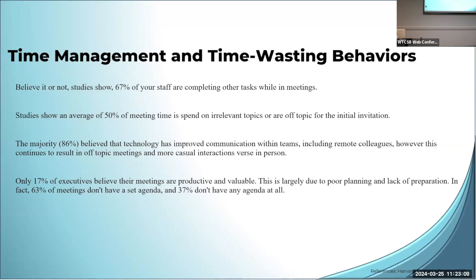The majority, about 86%, believe that technology has improved our communication, including with remote colleagues. Most of our staff are somewhat remote, maybe not 100% remote, but in some part remote. But this continues to result in more off-topic and more casual interactions in meetings. Again, we're not face to face, we're not in person. Why do you think that is?